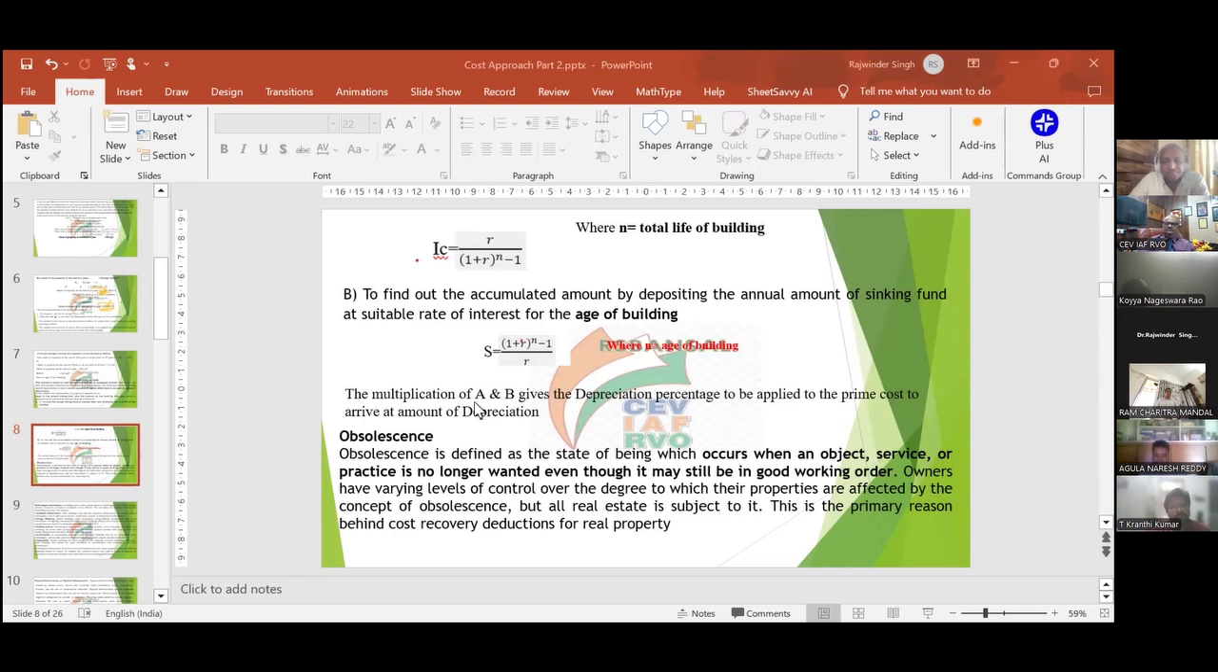Then next is obsolescence. So what is obsolescence? So it is a particular type of depreciation, but there is difference between depreciation and obsolescence. For depreciation, you have certain formulas which you can use to calculate depreciation. But for obsolescence, there are no particular formulas. So basically, obsolescence is a state which occurs when an object, service, or practice is no longer wanted, even though it may still be in good working order.